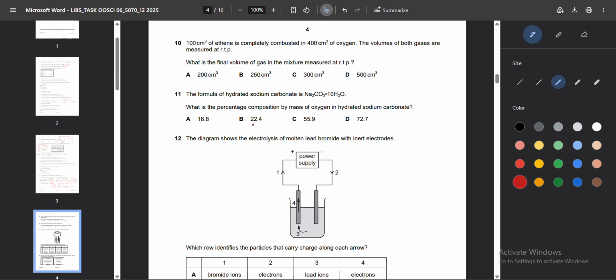Question number 10 is that 10 centimeter cube of ethene is completely combusted in 400 centimeter cube of oxygen. So they have given the volumes of ethene and oxygen in cubic centimeter. The volumes of both gases are measured at room temperature pressure. What is the final volume of the gas in the mixture measured at room temperature pressure? So we can write a reaction between ethene and oxygen. We can write the combustion reaction.